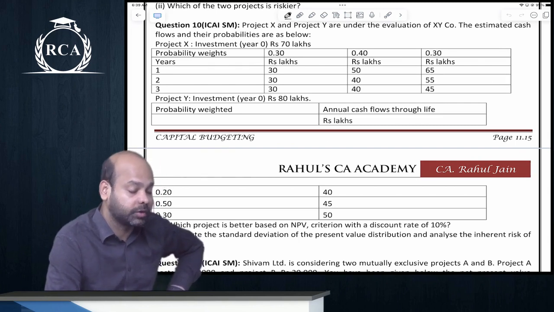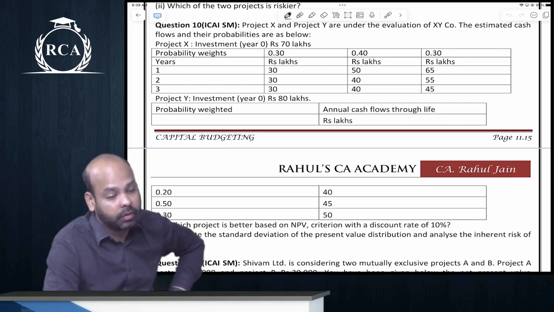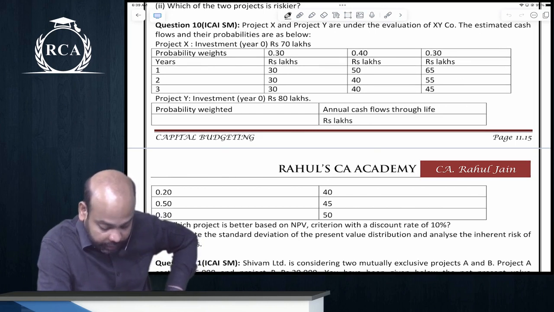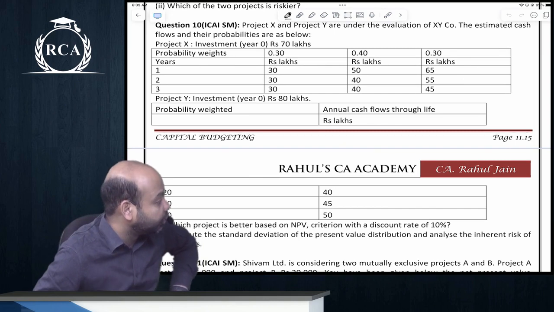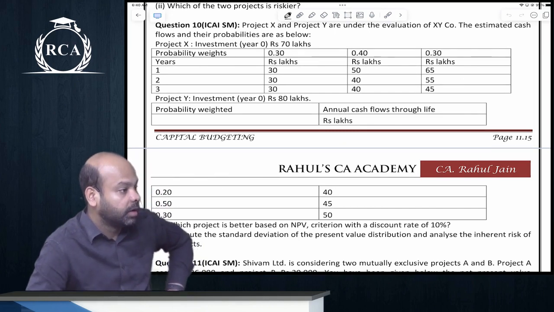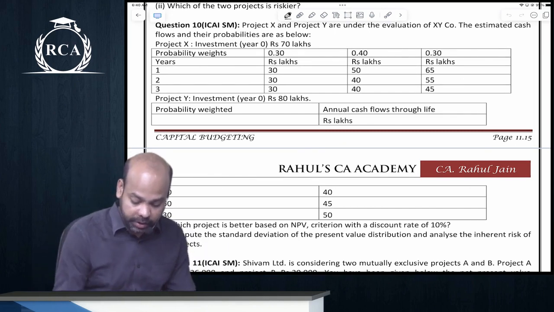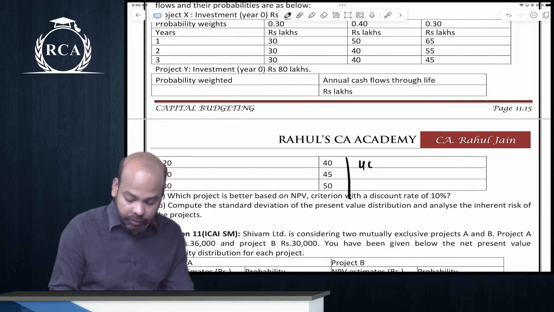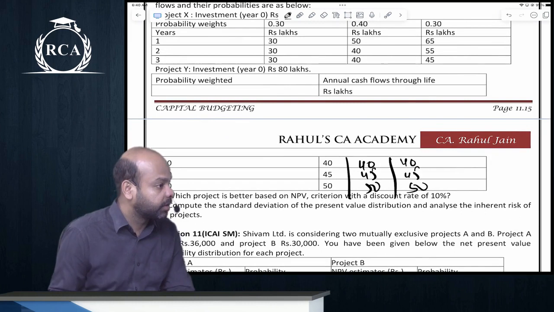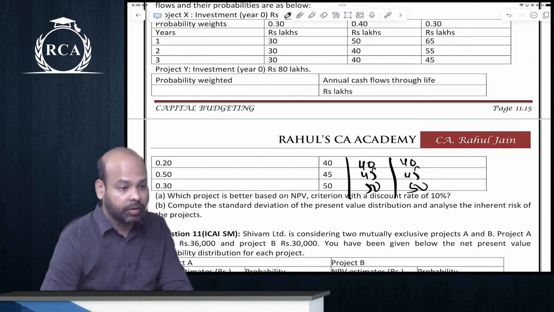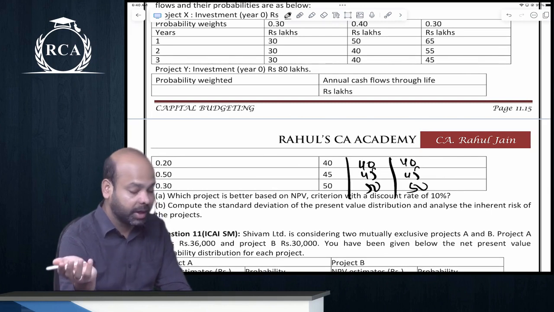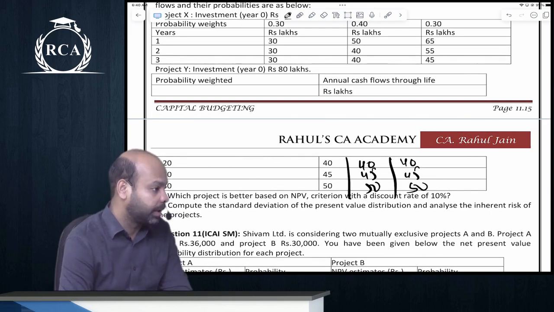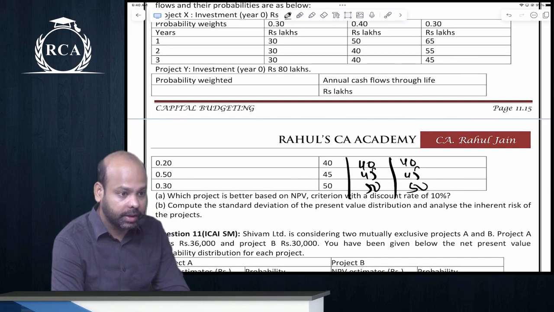They assume both the projects to be independent. So when you say annual cash flows through life, every year the cash flows can be any of these three. Instead of giving you three columns, 40, 45, 50, 40, 45, 50 for year 1, year 2, year 3, they give it like this. If they had given it like this, it would have been similar to the previous question, and you would have taken the probabilities to be independent. Is that clear?